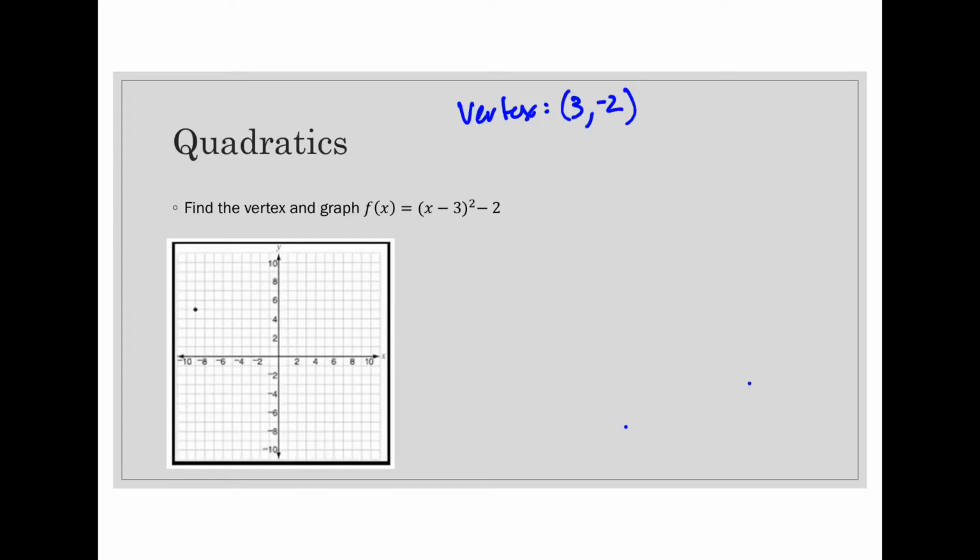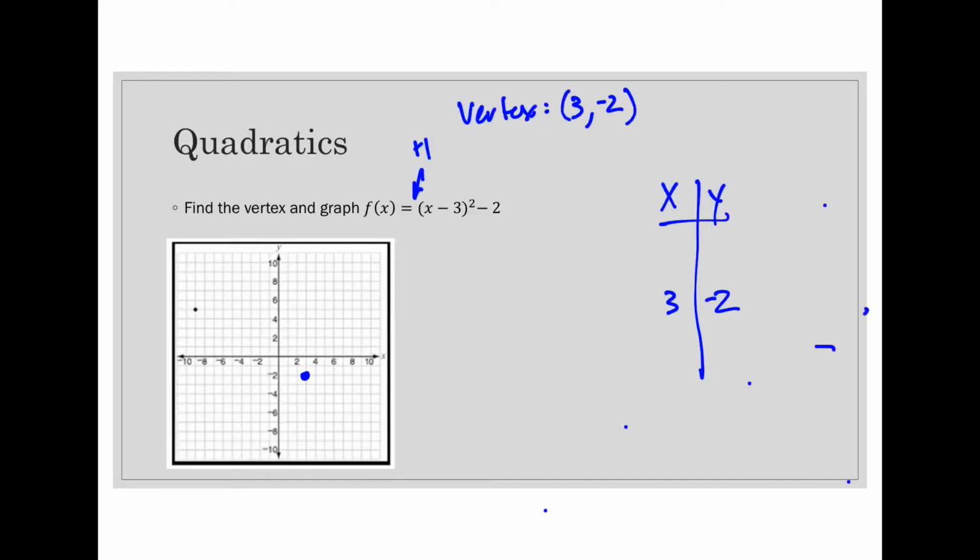Okay, so here's where my vertex is. We're going to go ahead and create my table here. So let's go ahead and plot that, (3, -2). I can also see that the value of a here is just positive 1, since there's nothing there. That means it's going to be a normal looking parabola. It won't be more narrow, won't be wider, and it's been shifted over to (3, -2).